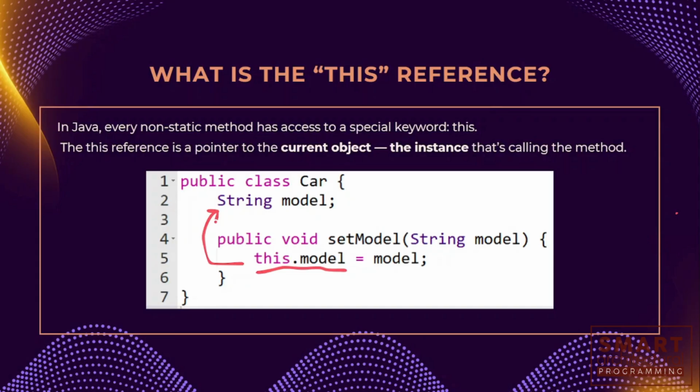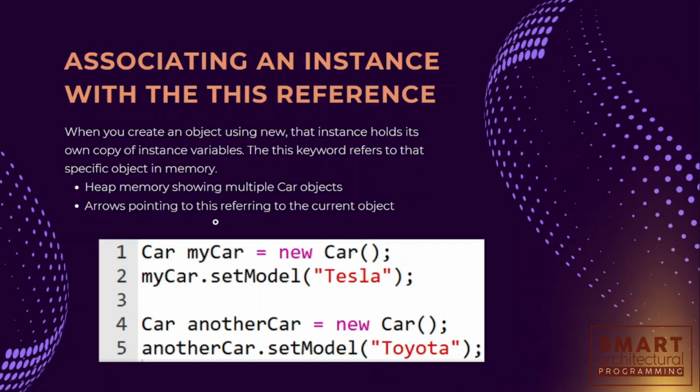Let's move deeper into the this keyword and the this reference. How do you associate an instance with the this reference? Let's break it down further. When you create an object using new, that instance holds its own copy of the instance variables. The this keyword refers to that specific object in memory. So when you create an object or instance from a class, it creates separate variables for that instance. So this refers to that specific variable within that object itself, not the class, basically. That's why it's important.